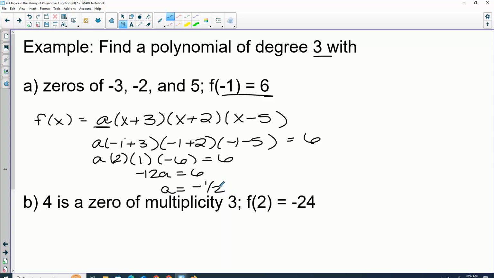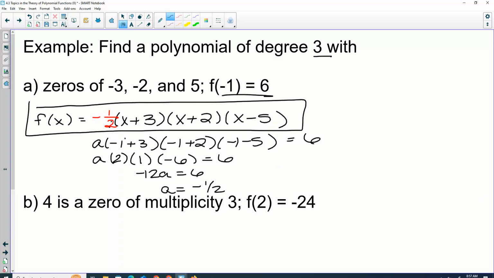So we had that extra requirement, gave us one particular point that had to be on our graph. So we had to figure out what that made our coefficient. So my actual polynomial is negative 1/2 times x plus 3, x plus 2, x minus 5. So if we do another one.